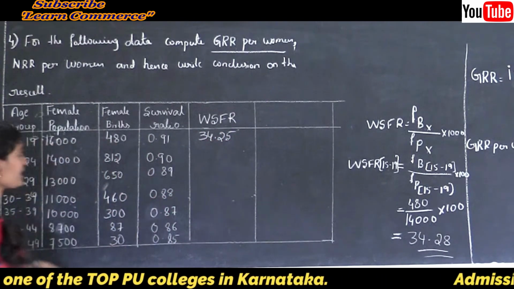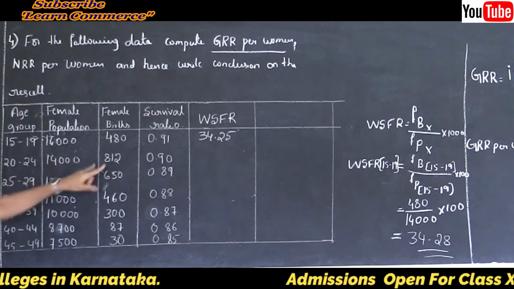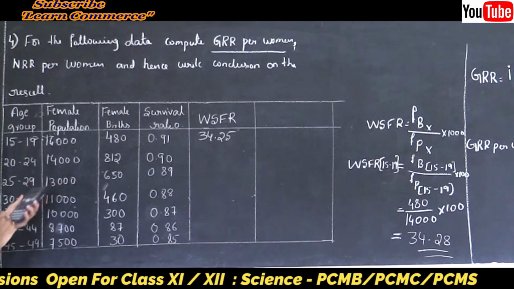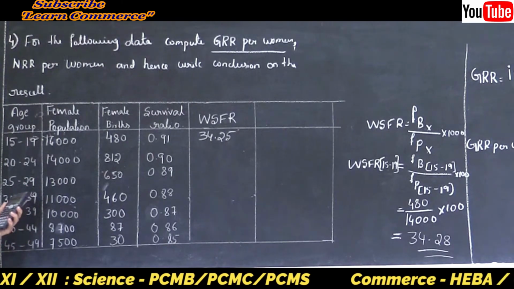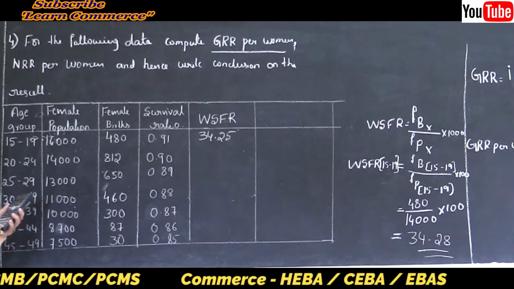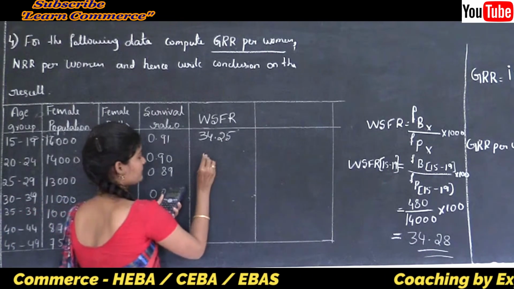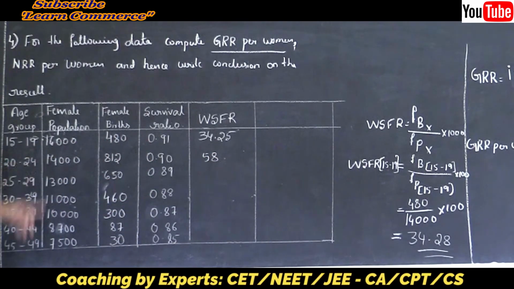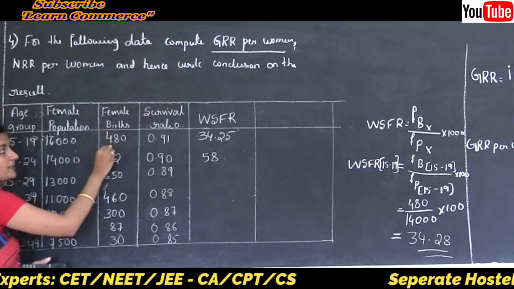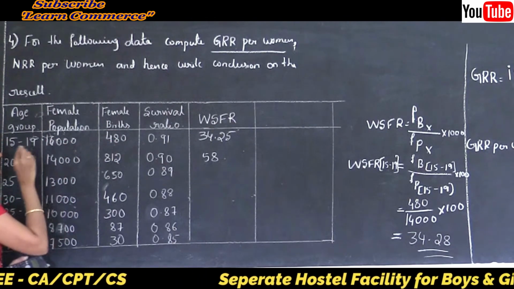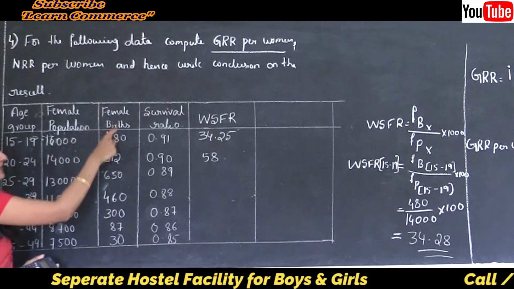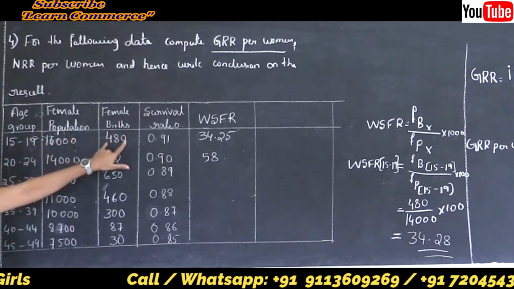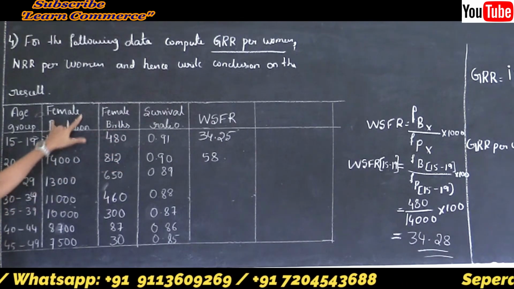Okay, next specified year is 20 to 24. In this female births are 812 divided by female population 14,000 into 1000, that is 58. Okay, see here the first column, first specified age, that is 15 to 19. Here female populations are 16,000 and female births are 480. So to calculate the age group 15 to 19, here the formula is female births divided by female population.